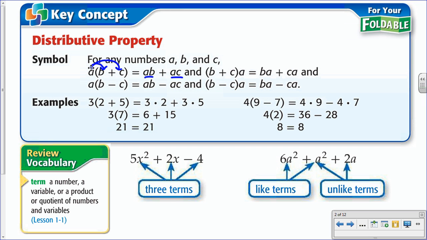Notice what's in between the two letters inside the parentheses. A plus, right? Okay, so what's going to end up being on the outside once I multiply? A plus also. The only time it might change is if you have a negative times a positive, or a negative times a negative, right? Now, here's the property itself, and then they give you a couple of really good examples below that. You might want to write those examples also.